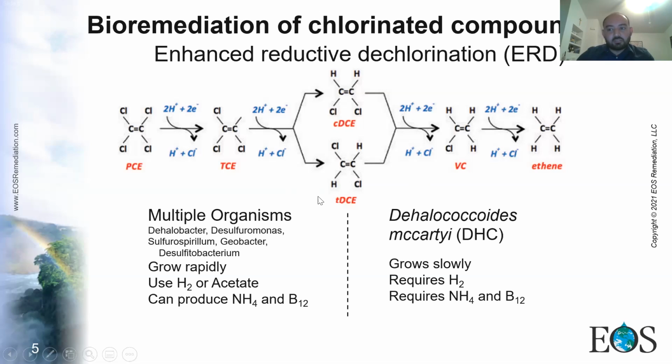are multiple organisms involved that can utilize acetate or hydrogen, and in general they are more flexible. However, from DCE to ethene, there is only one highly known microorganism involved, Dehalococcoides mccartyi. This bacterium grows in more strict conditions because it grows slowly. It only accepts hydrogen as a substrate, and that is generated through fermentation of other substrates such as vegetable oil. And it requires some other nutrients such as ammonium or nitrogen and vitamin B12.